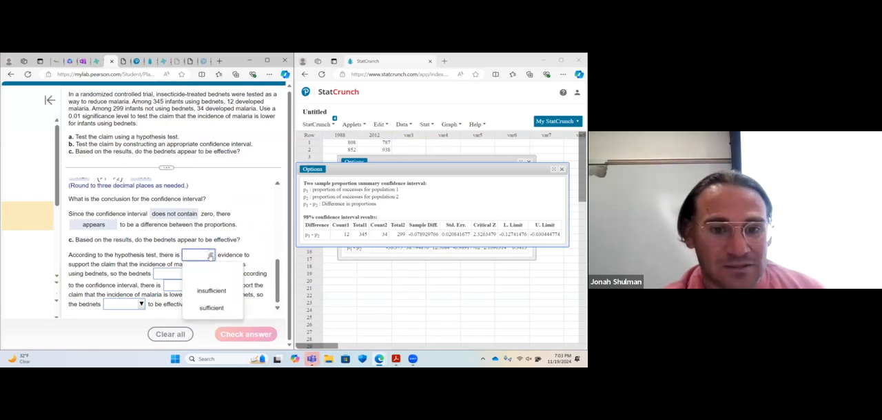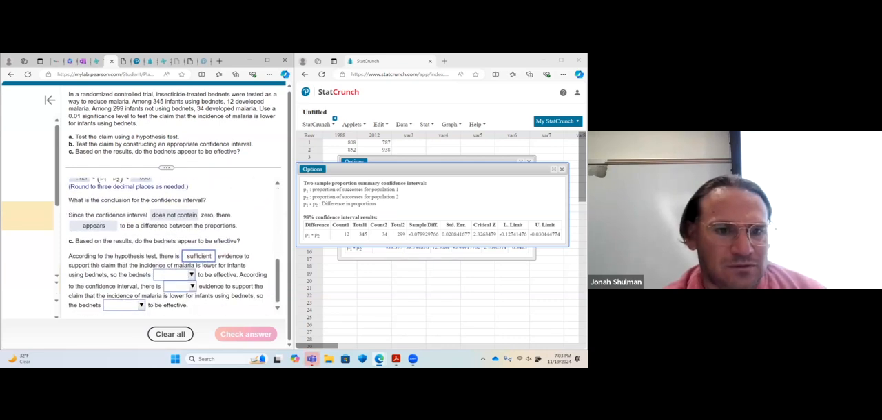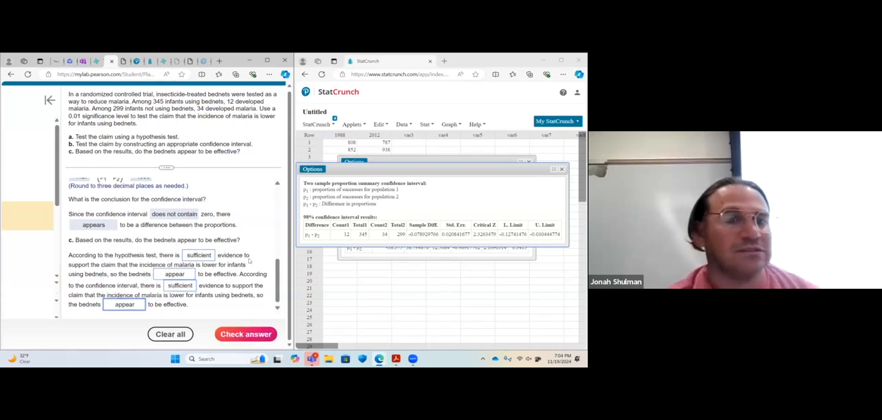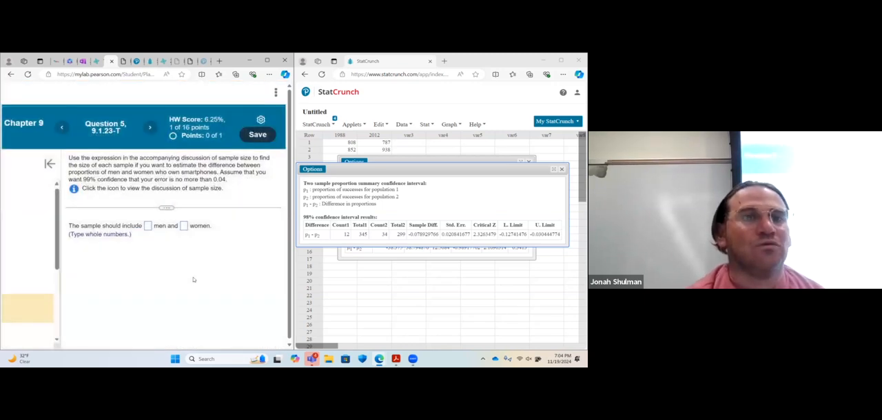Okay, according to the hypothesis test, there is sufficient evidence to do what? To support the claim that malaria is lower using bed nets. So bed nets appear to be effective. According to the confidence interval, there is sufficient evidence to support the claim that it's lower for infants using bed nets, so the bed nets appear to be effective. It's the same thing. Put those nets over those children, keep them safe. And we got it right. Cool.